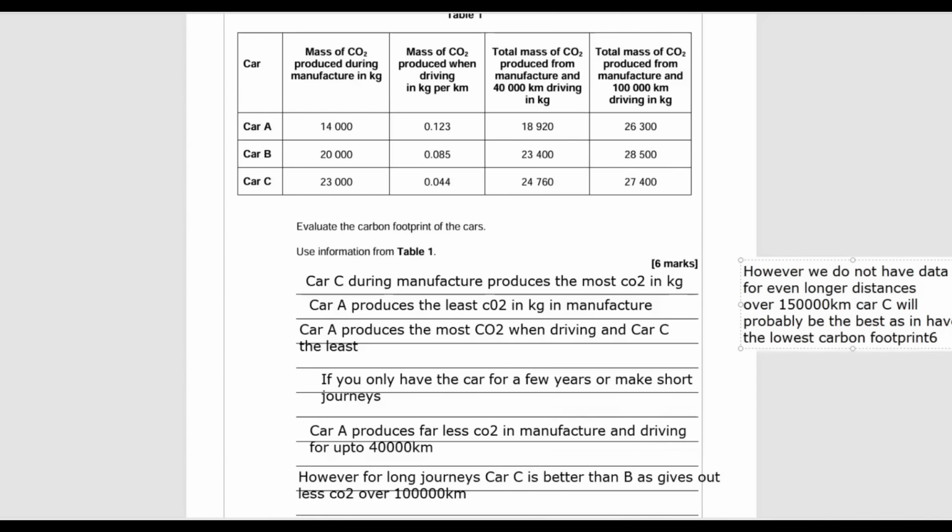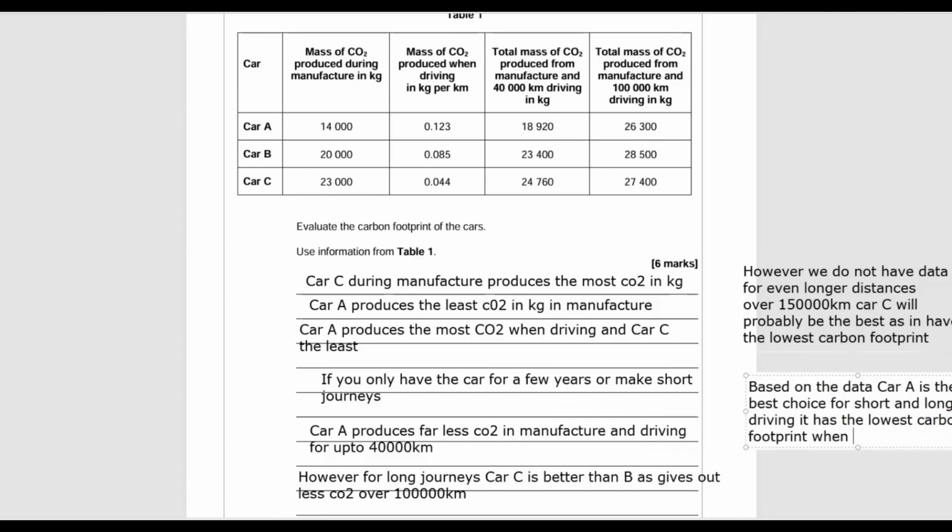Now, with evaluations, you also want to make your choice. So based on the data we have, car A is the best choice for short and long driving. It has the lowest carbon footprint when combining manufacture and driving.